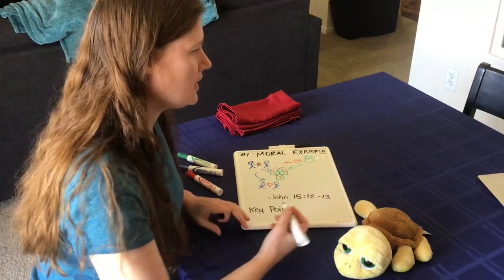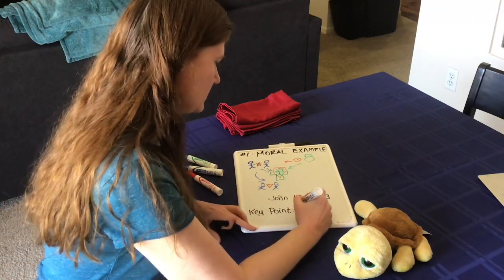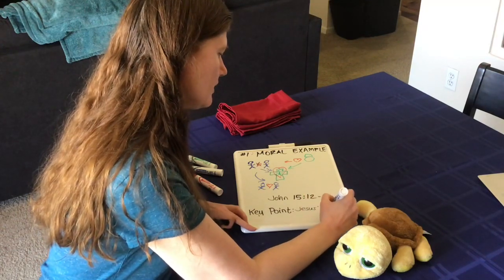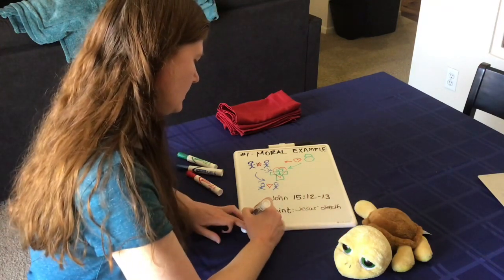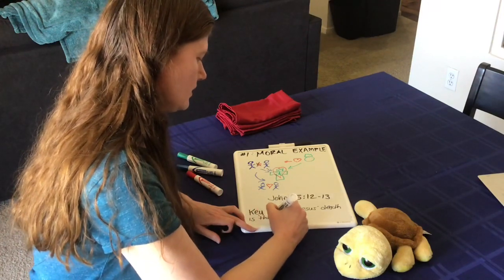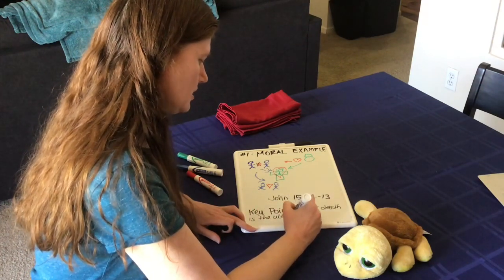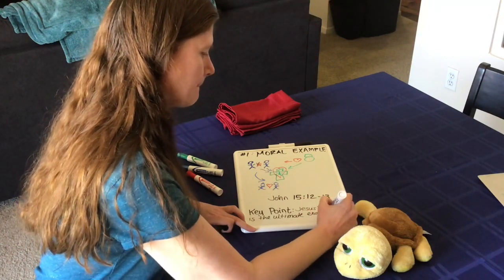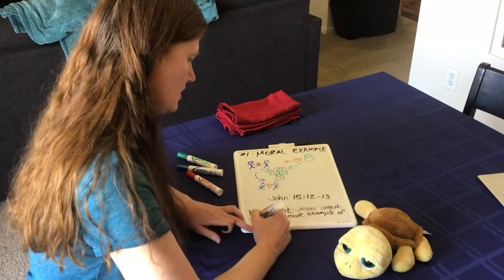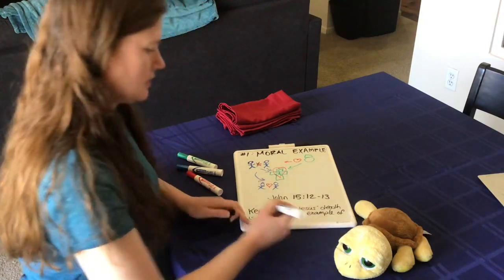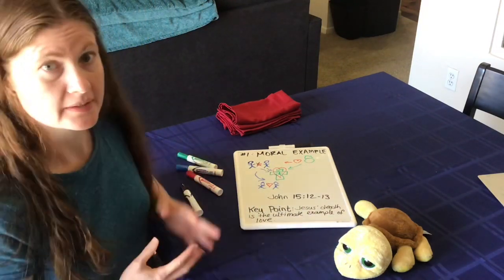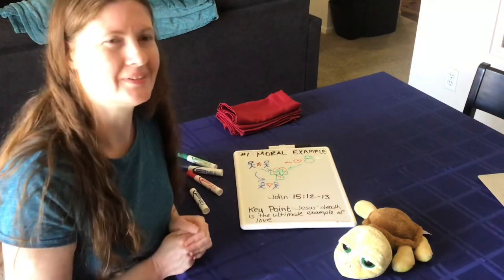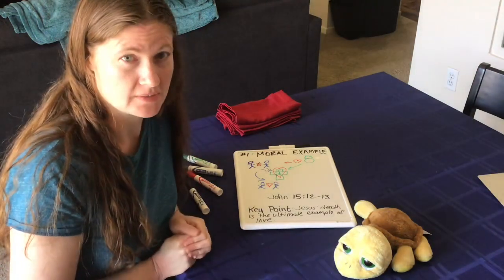So the key point here is that Jesus' death is the ultimate example of love and teaches us how to love each other. And that is the moral example explanation of the atonement.